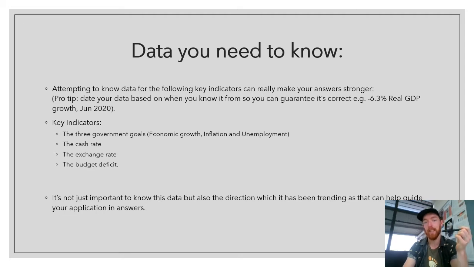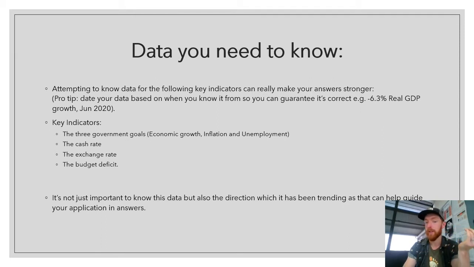The key indicators that you should know are the 3 government goals: economic growth, inflation, and unemployment. We're going to look at them following on from this regardless. The cash rate, which hopefully you know really well, seeing it's been a big deal in the last week. The exchange rate, which fluctuates, so just know around where it is and the impacts of that. And the budget deficit, which hopefully you also know for the last 2 years. We're going to talk about that.